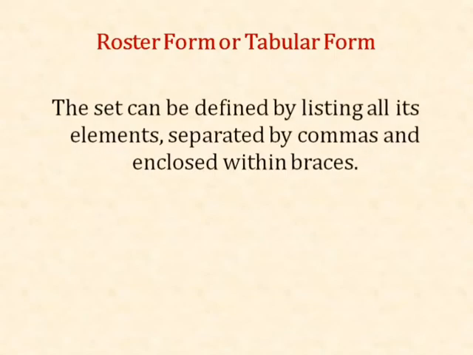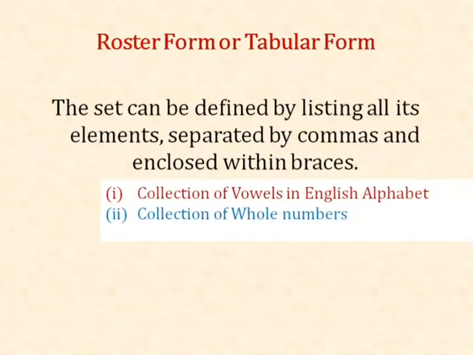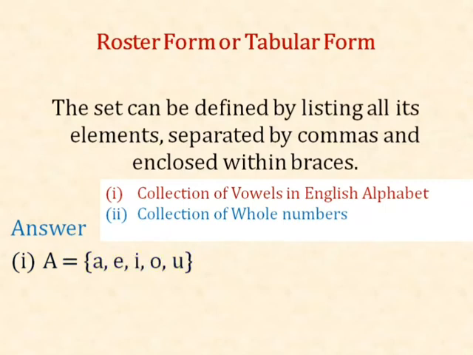Third one is roster form. The set can be defined by listing all its elements separately by commas and enclosed within braces. So here the collection of vowels can be written as set A equals A, E, I, O, U. We are going to write each and every element. Vowels are A, E, I, O, U. We start with the open curly braces, write the elements with commas in between, and close it with the closed curly braces.